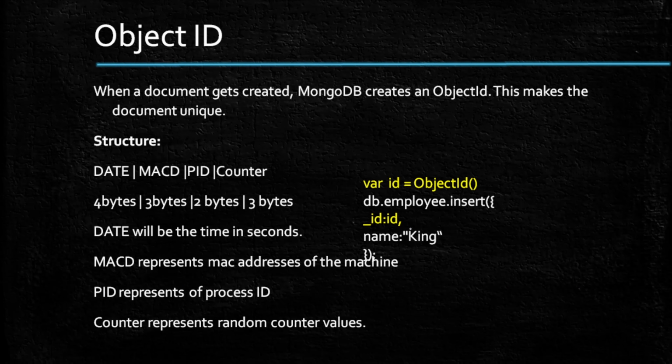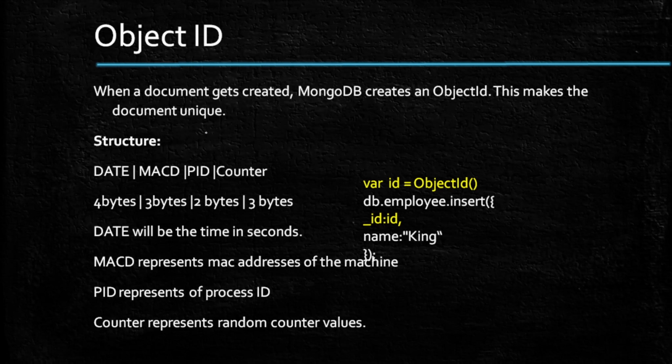Now we will understand the object ID data type. This is an important data type because we have already seen it when we inserted data in MongoDB. At that time, the object ID is created automatically by MongoDB. When a document gets created, MongoDB creates an object ID. This makes the document unique. In our previous session, we inserted data into our collection. When we inserted the data, the object ID was automatically created in our document because this ID is used to make the document unique.